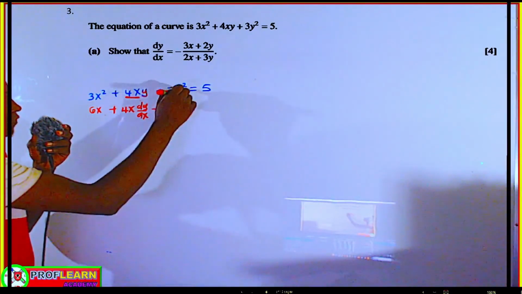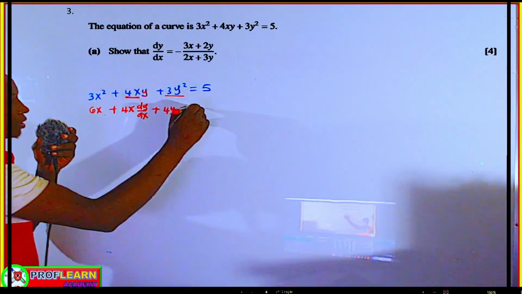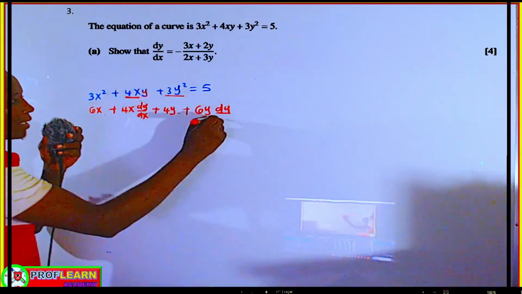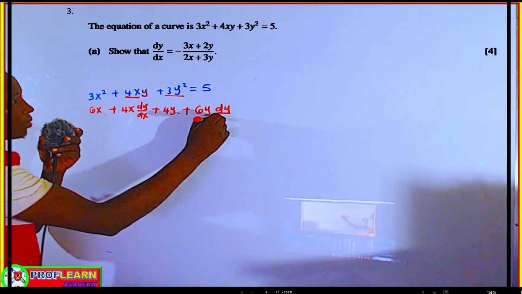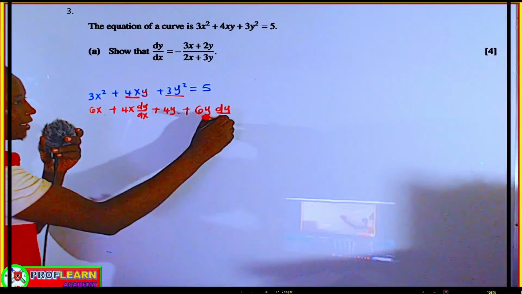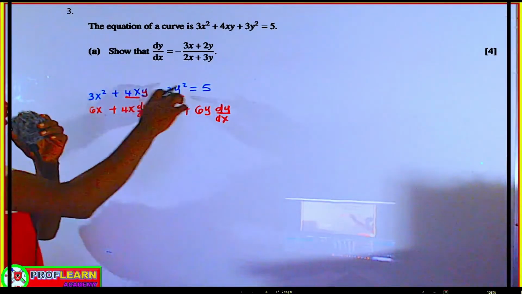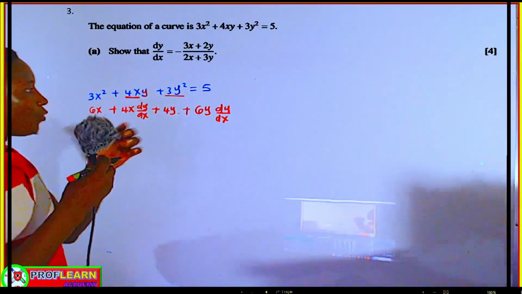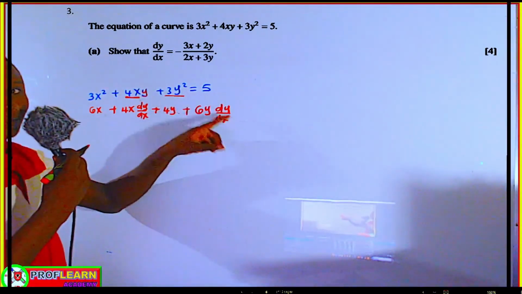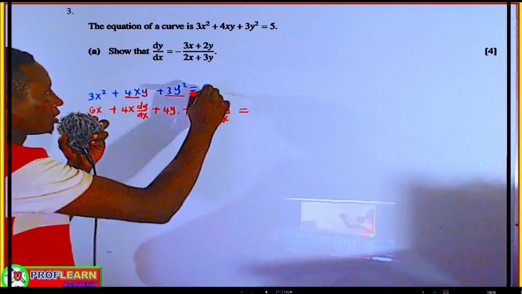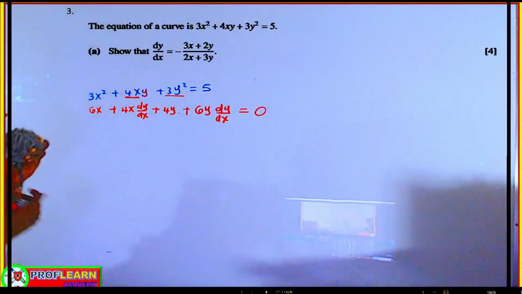Then plus, differentiating this, we are going to say this is going to be 6y, but since we are having y, we differentiated y, we are going to say dy/dx, because y is a function of x. So anytime you are differentiating a y variable, you are going to write dy/dx because y is a function of x. And differentiating a constant, you are going to get 0.